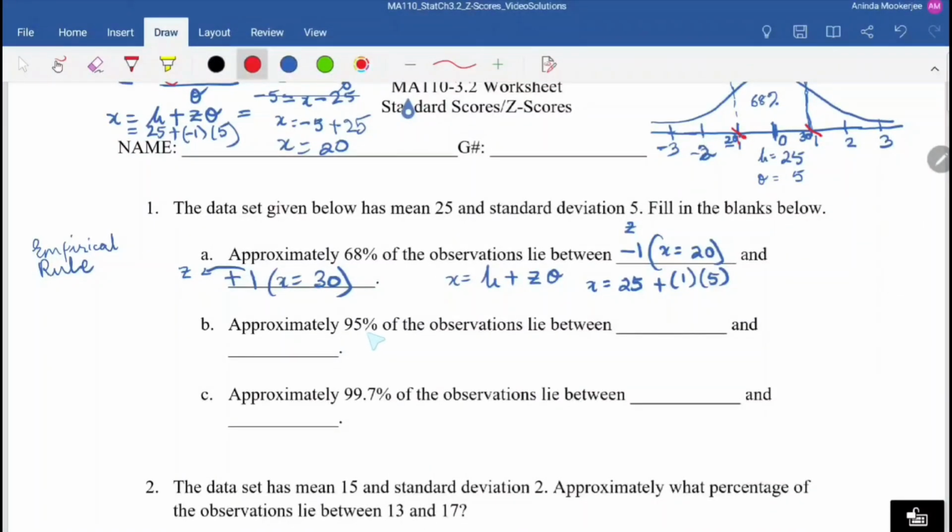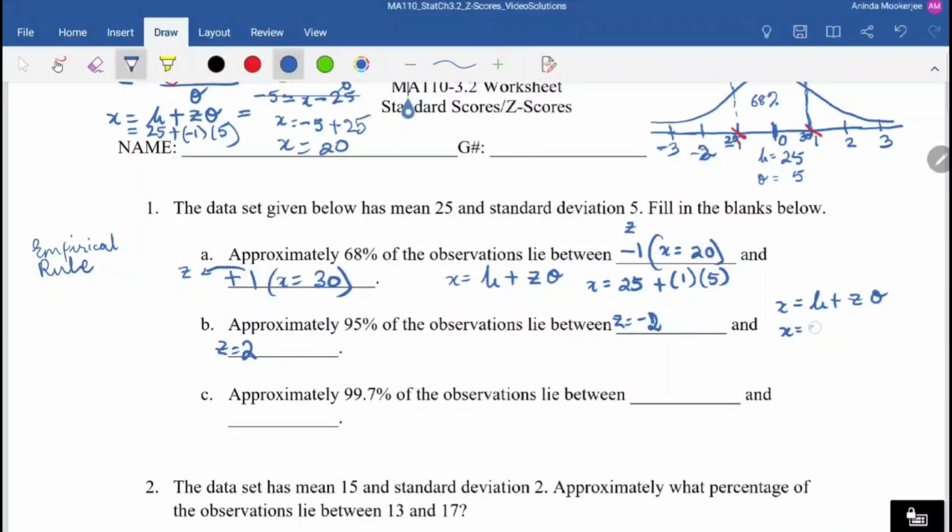It says approximately 95% of the observations lie between blank and blank. We know it's minus 2 and positive 2 for z values. Let me just write it. All right, so z equals negative 2 and z equals positive 2. But we also want to know the x values. So just use this formula here. x equals mu plus z times sigma.